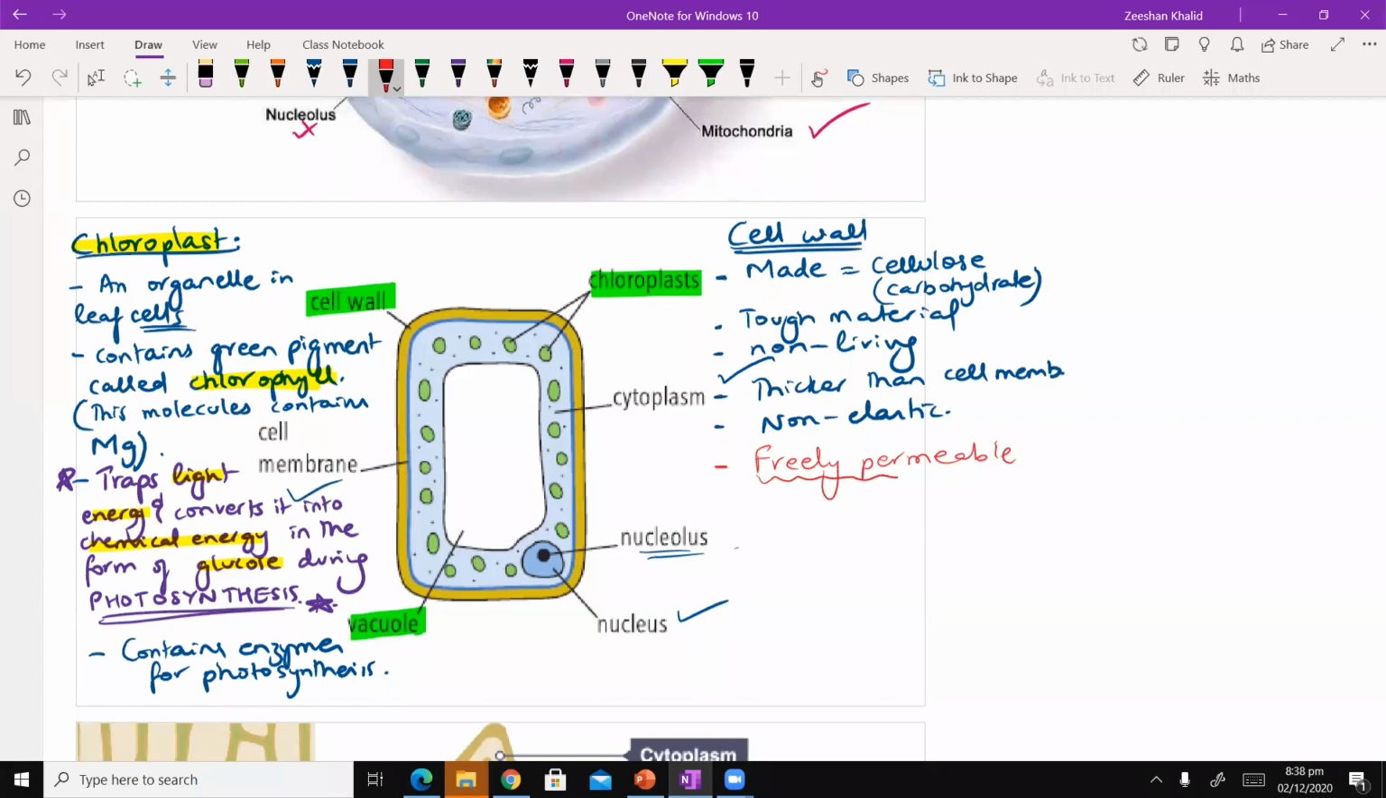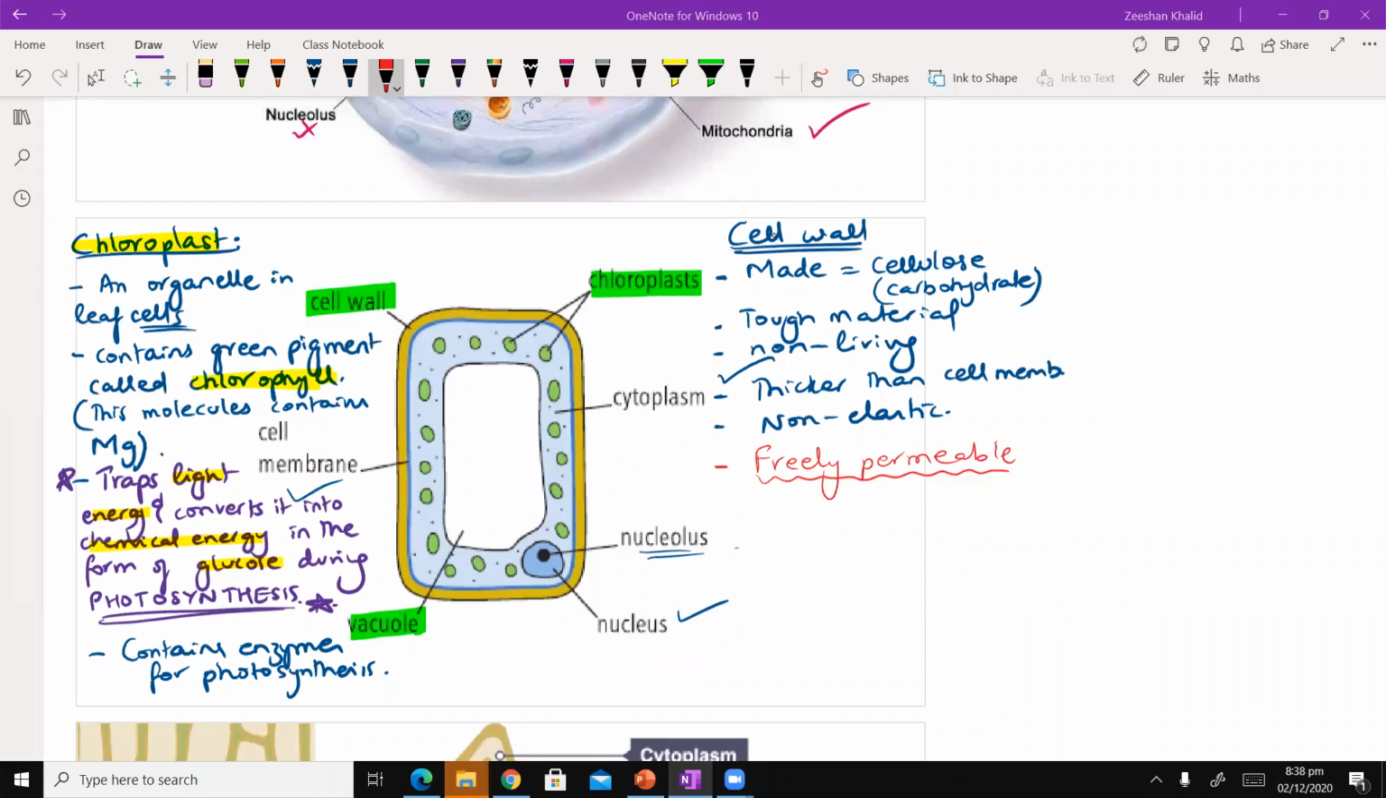What does this mean? Who will tell me? I mean, everybody knows what semi-permeable means. It allows certain things to pass through and certain things not to pass through. What does freely permeable mean? Nayaz, you have been very quiet today. Can you tell me what freely permeable means? So it allows everything to pass through.